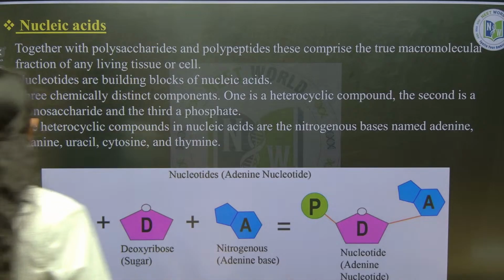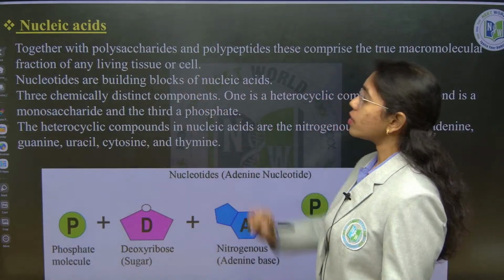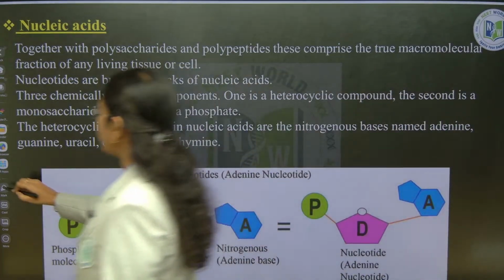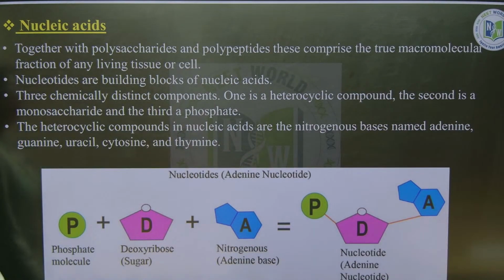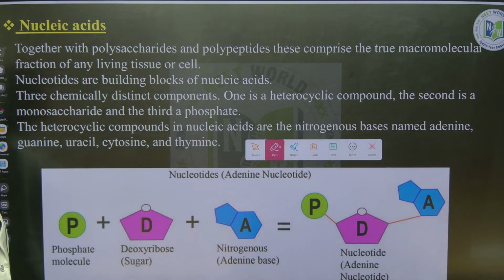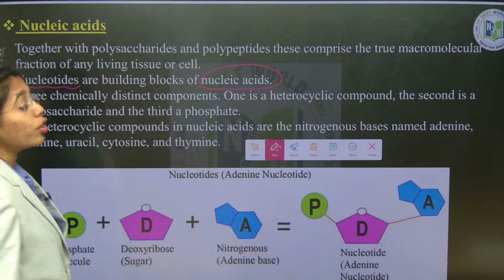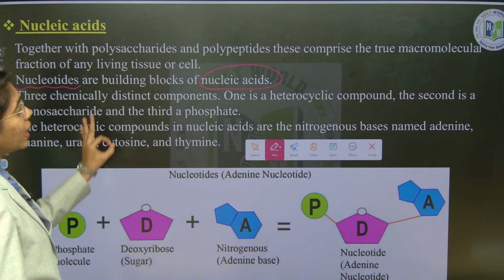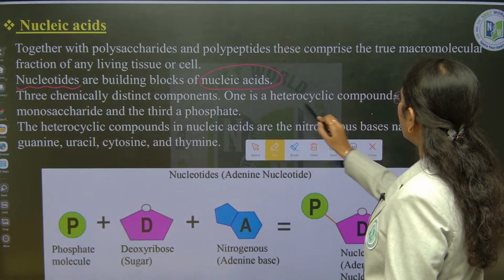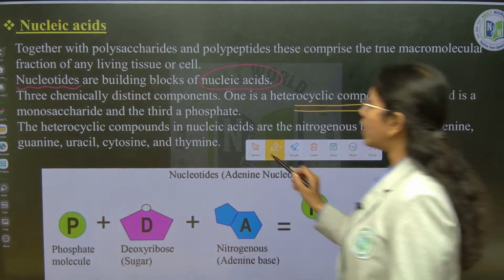So here, along with polysaccharides and polypeptides, nucleic acids also comprise the true macromolecular fraction. They will also comprise what? The true macromolecular fraction in any living tissue. Fine, right? And what are the building blocks of these nucleic acids? The building blocks of nucleic acids are nucleotides. 3 chemically distinct components are present. One is the heterocyclic compound, the second is a monosaccharide, and the third is a phosphate.